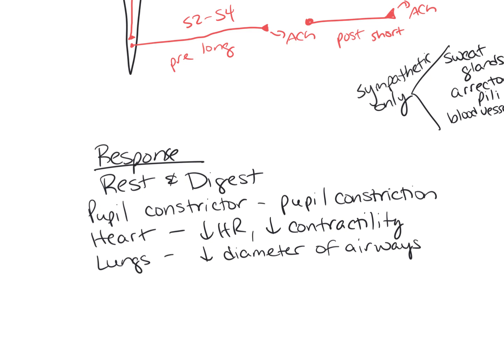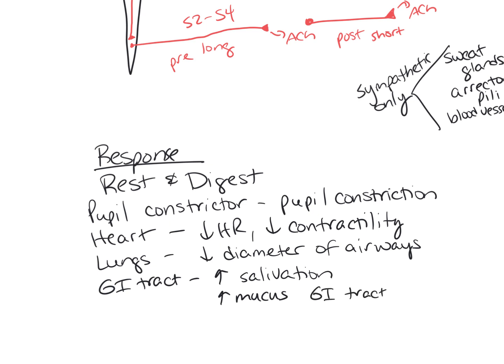And then we think of things like the GI tract. And in the GI tract, we have increased saliva production, so increased salivation because you're trying to digest food, and saliva has digestive properties. And you get increased mucus production in the GI tract. And you get increased motility in the GI tract.